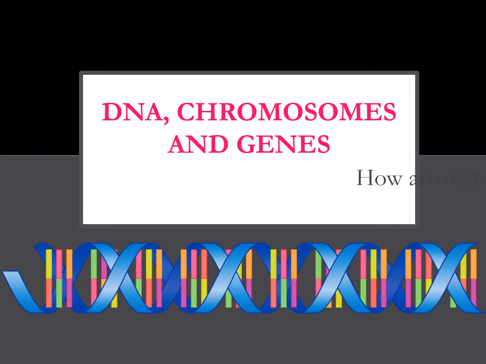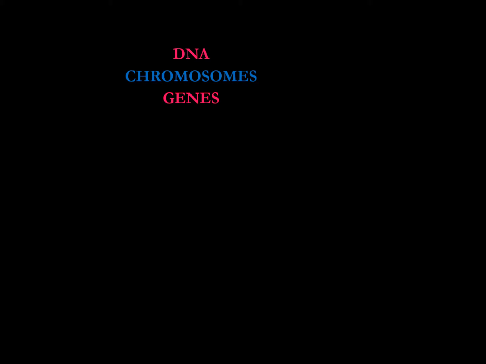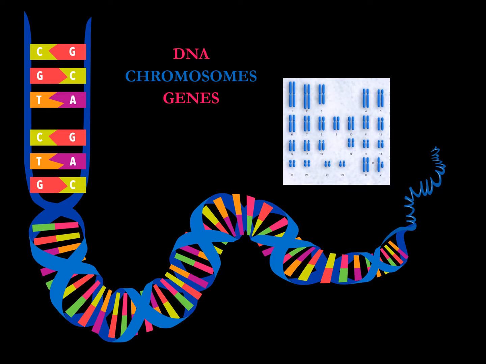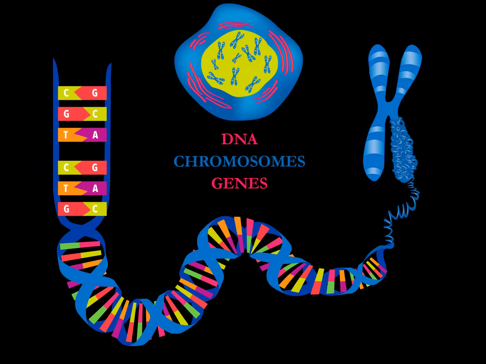How are DNA, chromosomes, and genes related? We hear these words a lot, and we know they have to do with our genetic information, but there's often confusion about the relationship between these words. Are they three separate things, or three different parts of the same thing? Can the three words be used interchangeably?